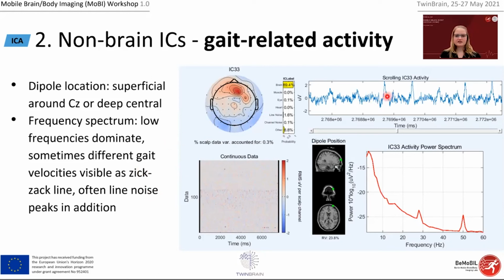And this is another example. Here you see a different pattern in the IC activation, but you can still see some peaks that have this one hertz frequency, but are different from eye blinks and occur very regularly during the walking part of the experiment.